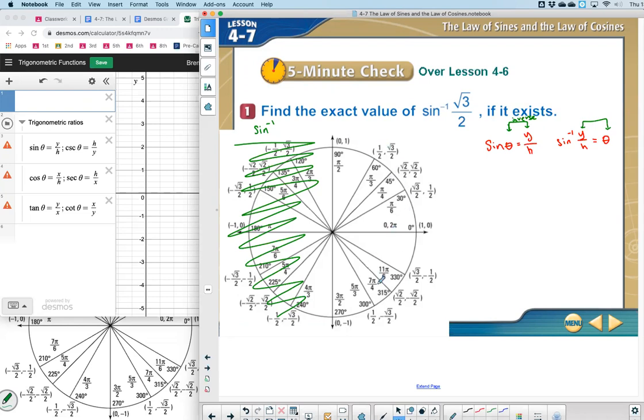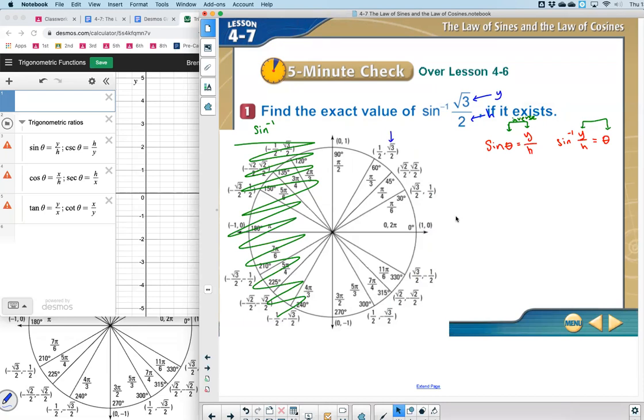So we're only going to be looking at values over here on the unit circle, not paying attention to the left side. Specifically, I'm looking for the y over h on the right side of this triangle. I will start here. That's a value of 1. That's not it. I can move around. That one's it. It doesn't matter where I start. I could have gone here. That's negative square root of 3 over 2. That's not it. There it is right there.